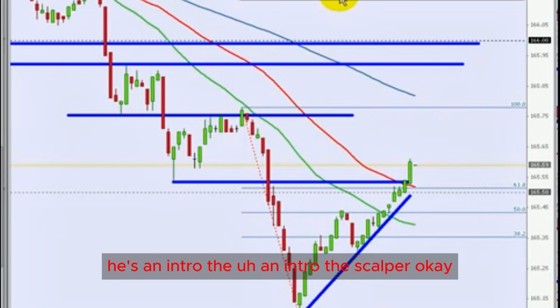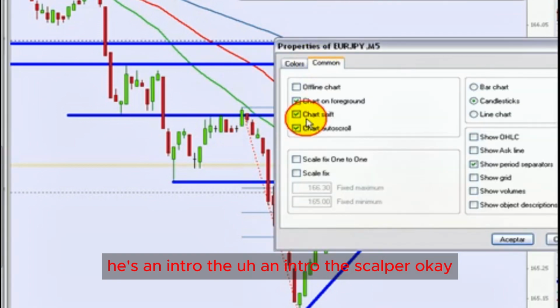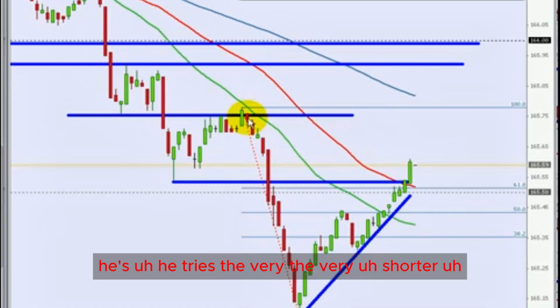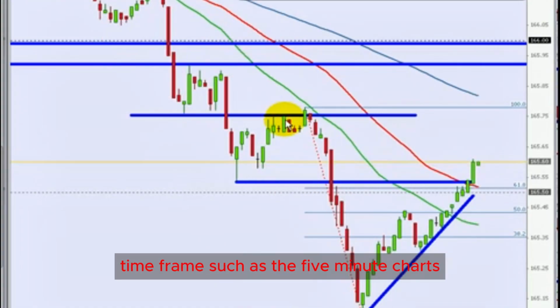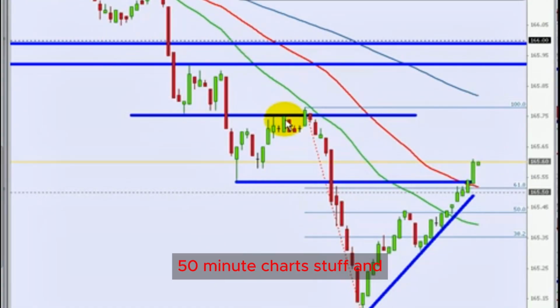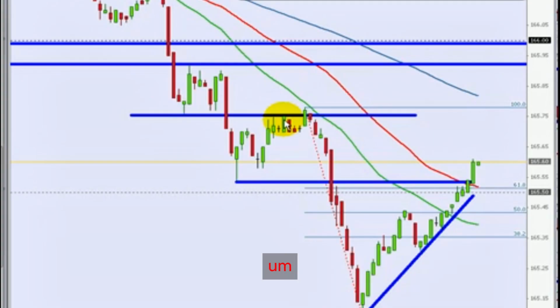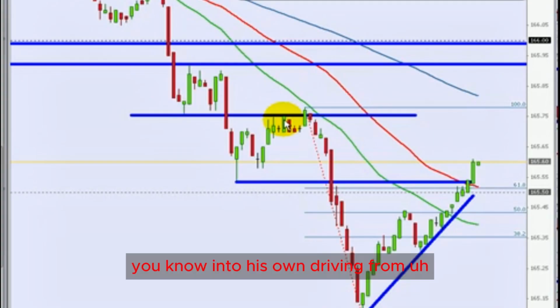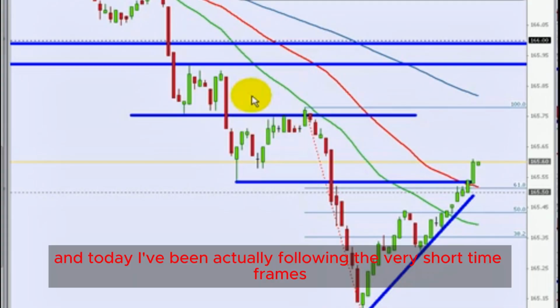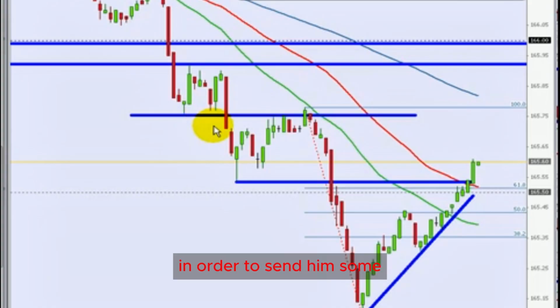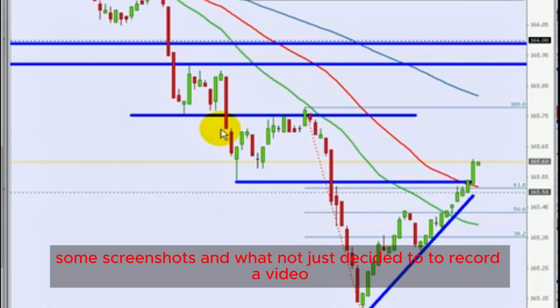He's an intraday scalper, okay? He trades the very short time frames, such as the 5-minute charts. And he was asking me whether he could implement my system into his own trading from a scalper's point of view. And today I've been following the very shorter time frames in order to send him some screenshots, and well, I've just decided to record a video. Why not?